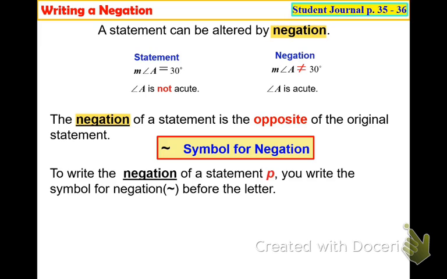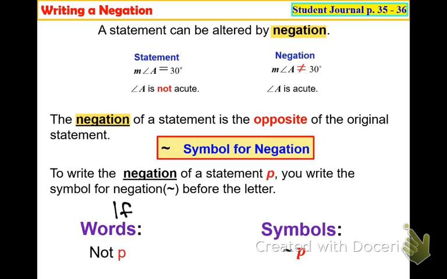So to write the negation of a statement P, again, what does P stand for? The hypothesis. You write the symbol for negation before the letter. So if you wanted to say not P, you would write a squiggle P. So here's what that means. Give me a hypothesis, if something. If the board is clear. Okay.